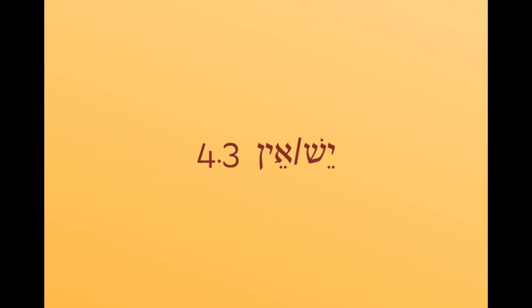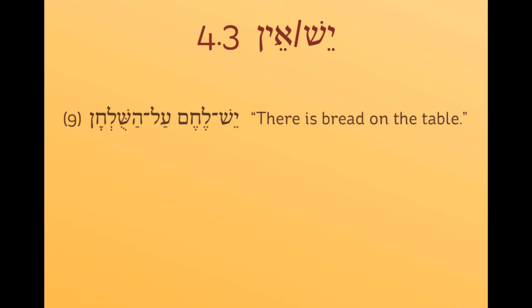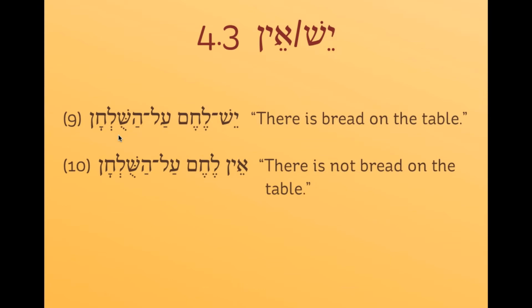Here we have yesh and ein. Yesh corresponds to "there is," and it's used for predicating the existence of an object. So in number 9, if you want to say there is bread on the table, you would say yesh lechem al hashulchan. And ein means "there is not," and it's used for negating a statement like in 9. So all you do is you switch ein in for yesh, and you have ein lechem al hashulchan.